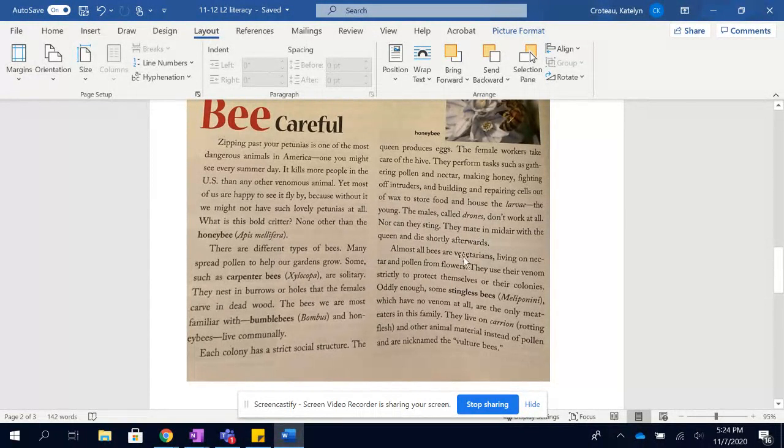Wow. So their main purpose in life is just to help the queen continue to have babies, it sounds like.